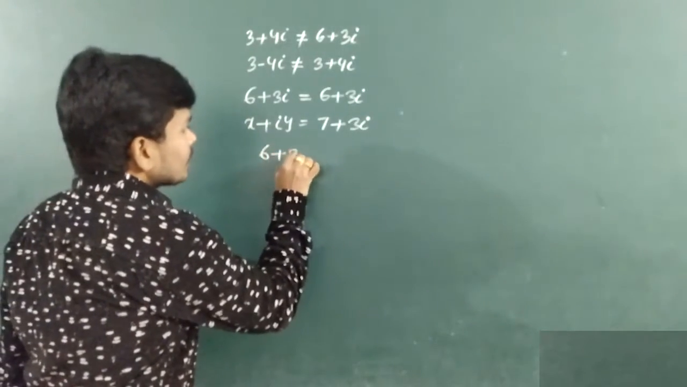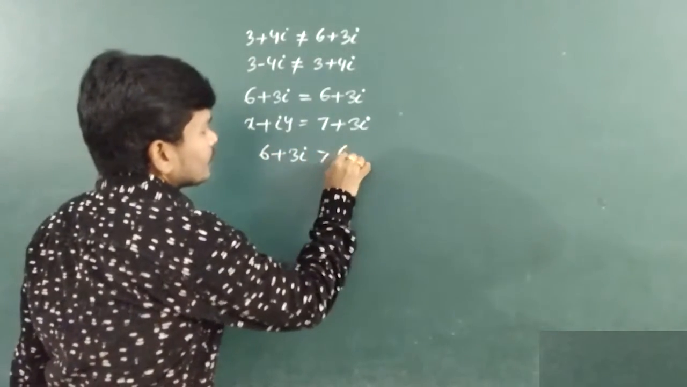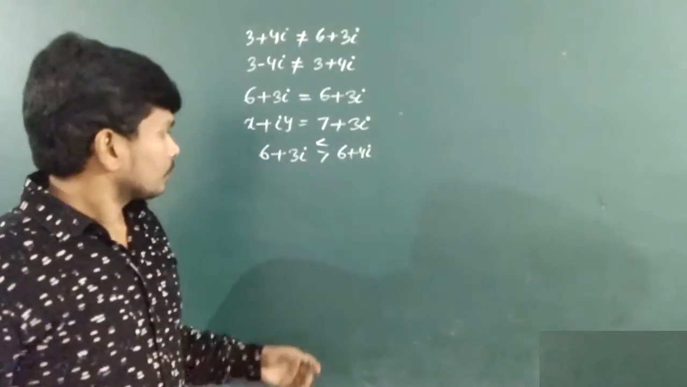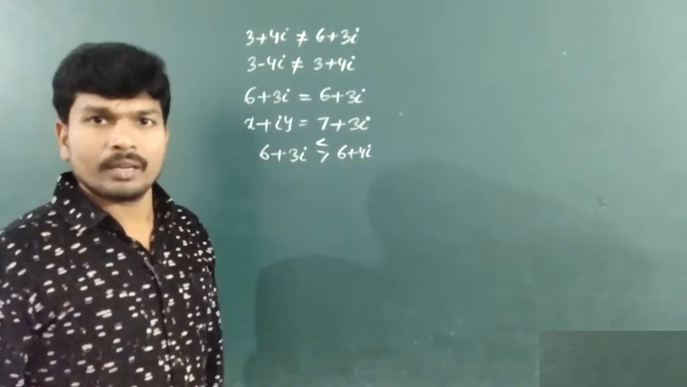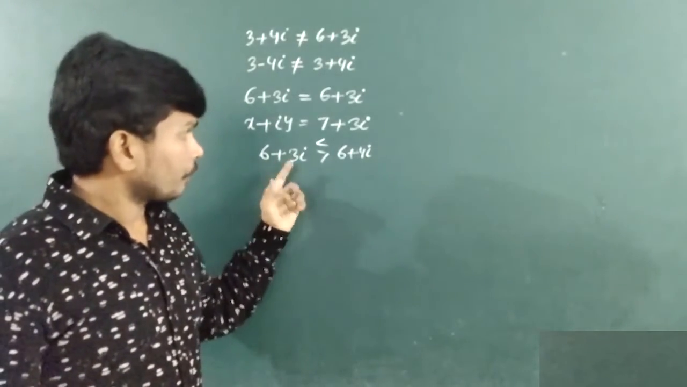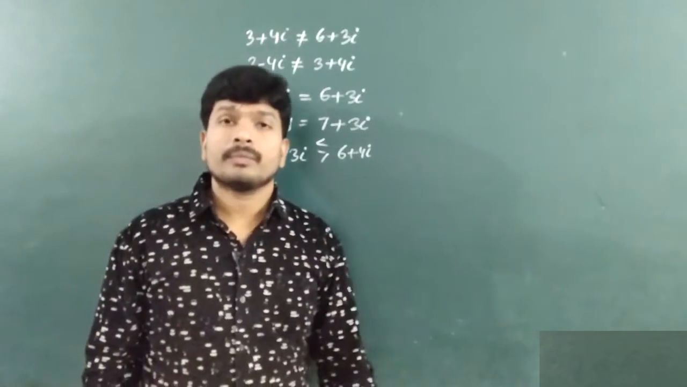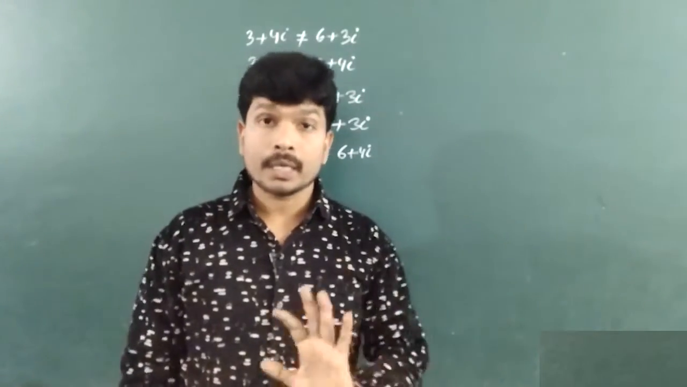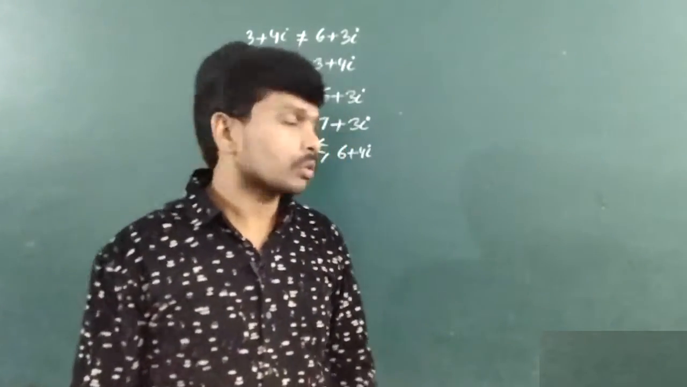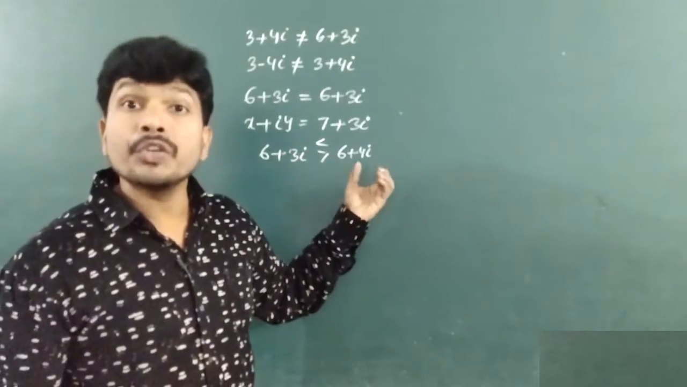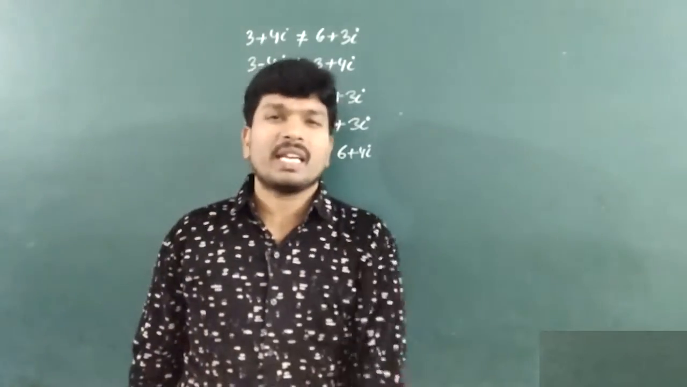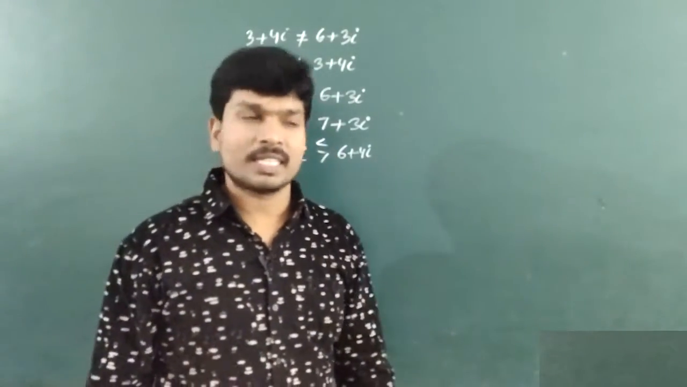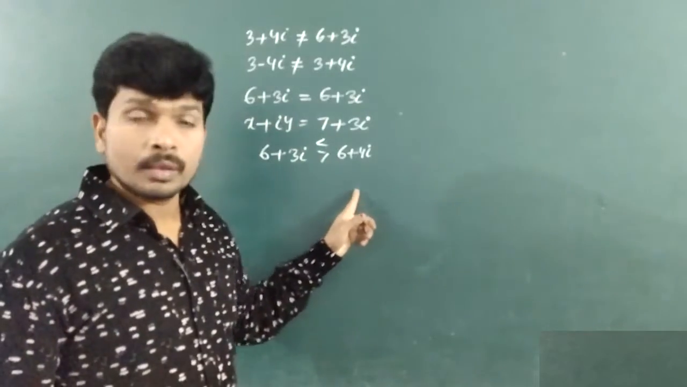Is 6 plus 3i greater than 6 plus 4i? Is it greater than or less than? These two can never be equal. But which one is greater and which one is smaller? Ordered property exists for real numbers but not complex numbers, because this imaginary part, which one is bigger, we couldn't say. That is meaningless. In the previous class, in the basic logic class, we discussed it.